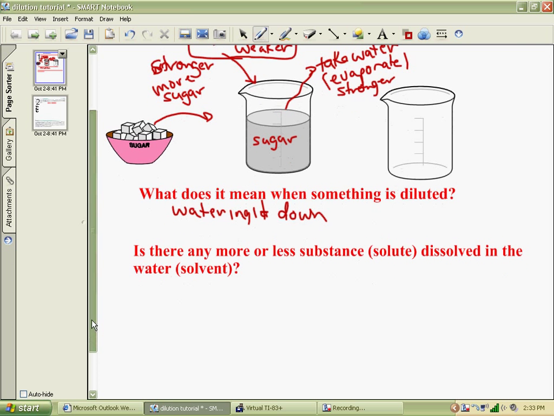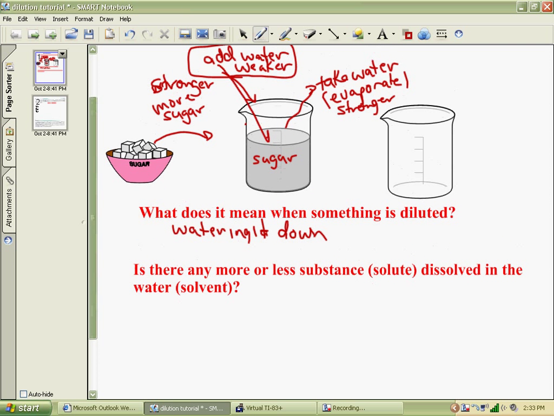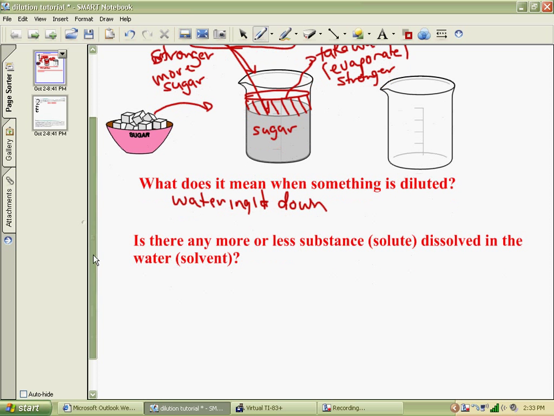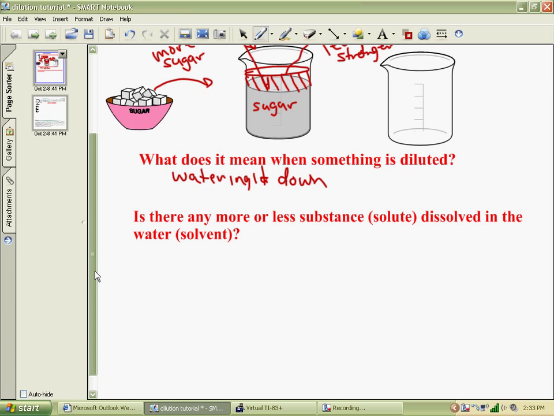So when we do that, if we were to add water to this and the water level would then raise and be up to here, the question then that I ask you is there any more or less substance, which is the solute, dissolved in that water, which is the solvent? Is there any more sugar in there? No, all we added was water. So clearly no. So that means that the mass of sugar is the same. Well, if the mass of sugar doesn't change, then the moles of sugar also doesn't change. So we have same moles as well.